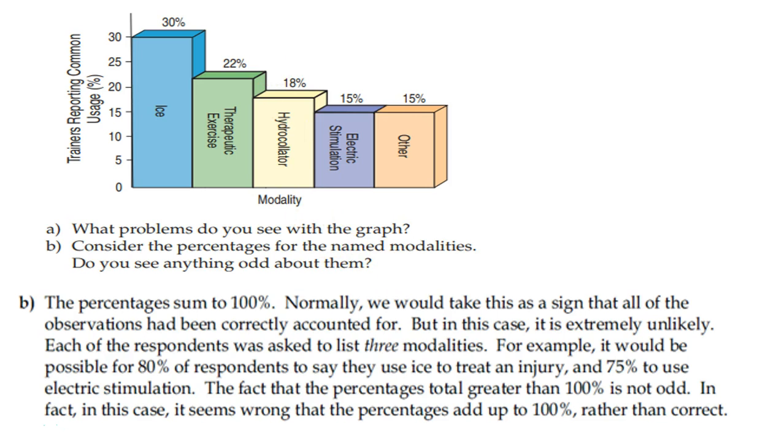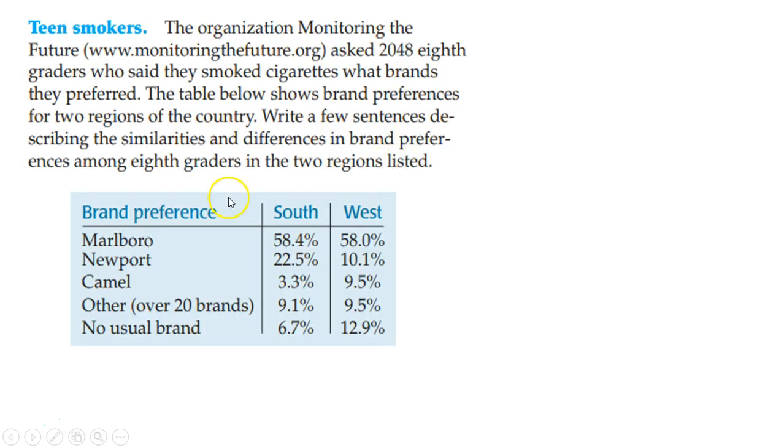This seems odd, right? Teen smokers. You got an organization, Monitoring the Future, that asked 2,048 8th graders who said they smoked cigarettes what brands they preferred. So the organization asked 2,048 8th graders, I should say. Wow, okay. The table below shows brand preferences for 2 regions of the country. Write a few sentences describing the similarities and differences in brand preferences among them.